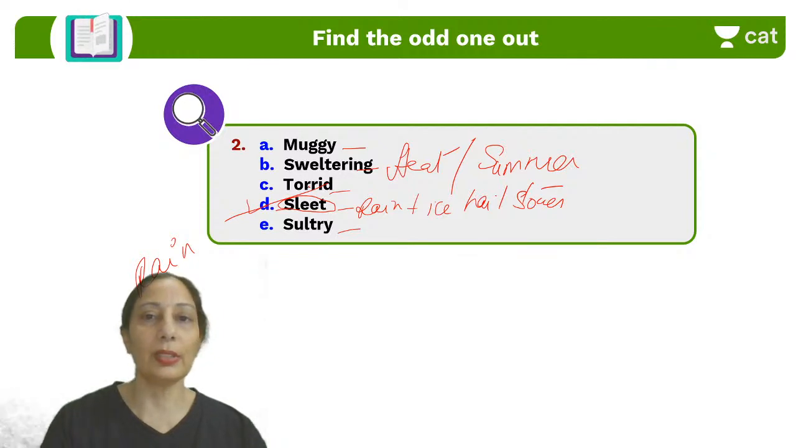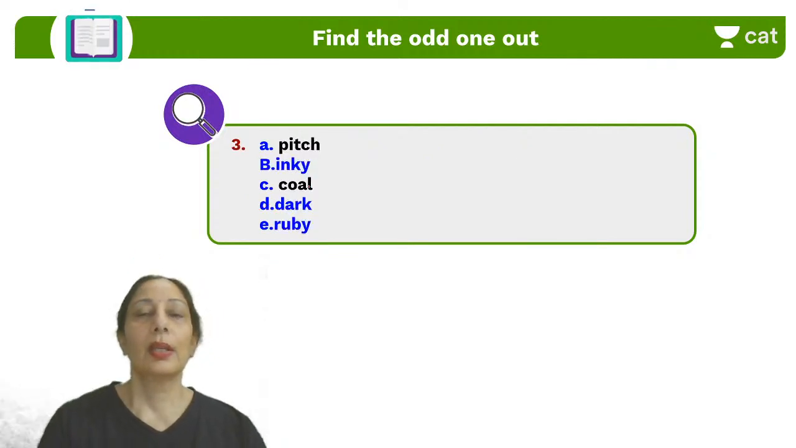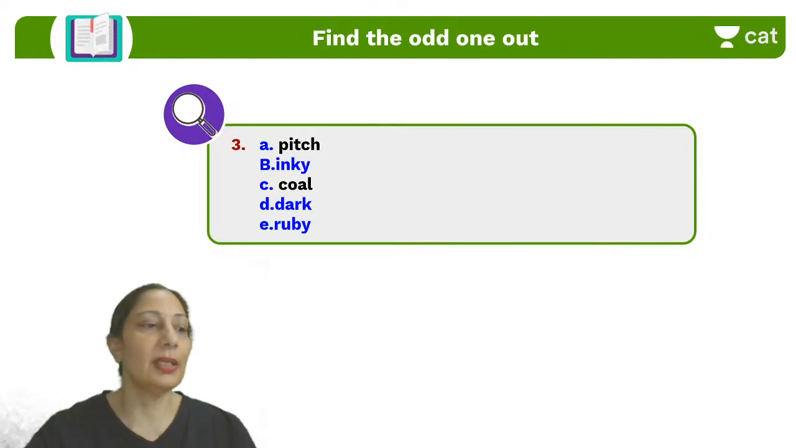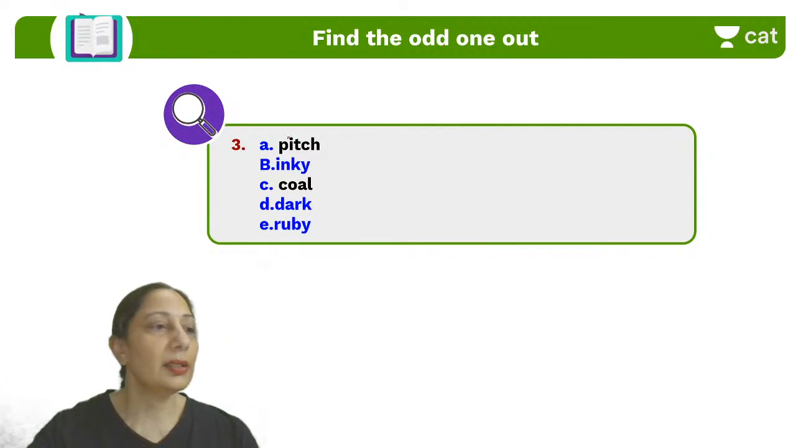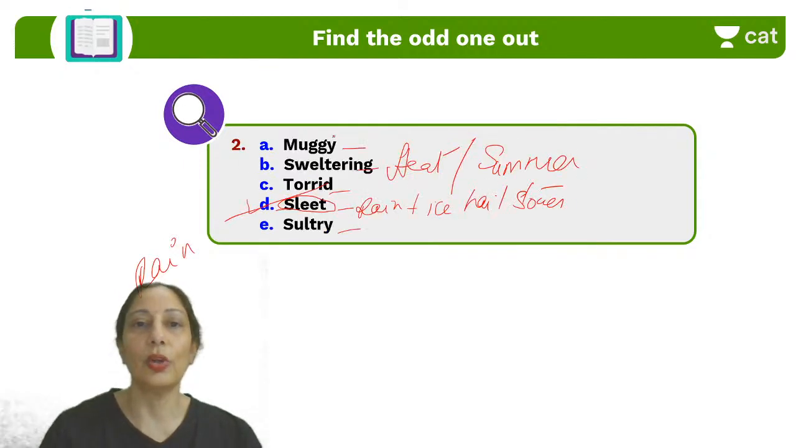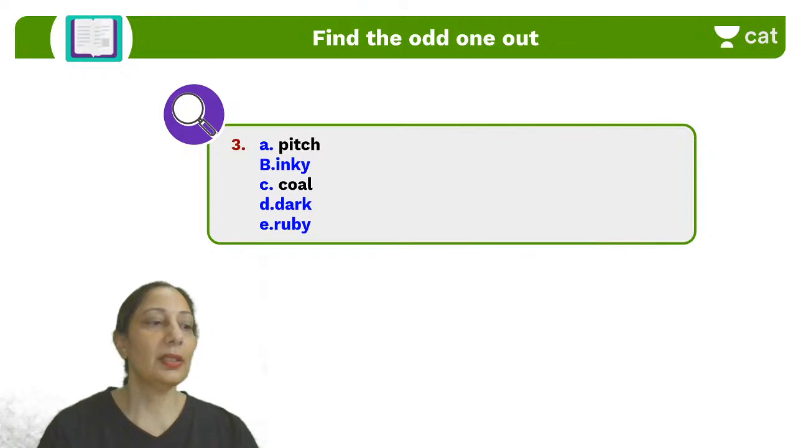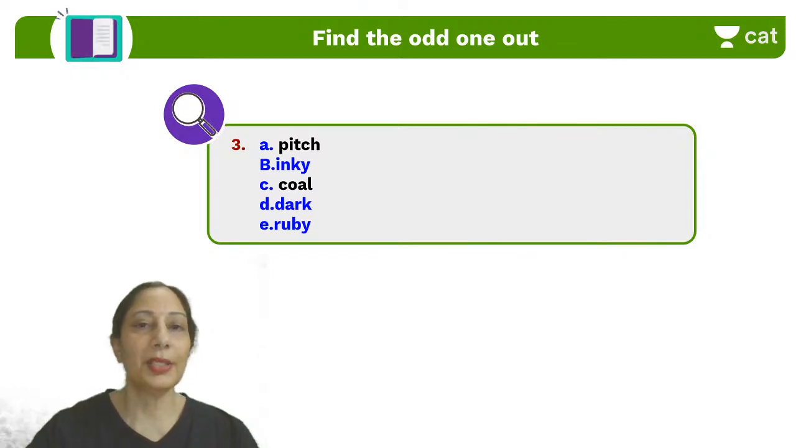Ready for the next question coming up on your screens? Yes. Pitch, inky, coal, dark, ruby. Now this is an easy one, very easy one. Pitch, inky, coal, dark, ruby. Easy one, guys. Quickly give me the answer. Sultry, you are asking me the meaning of sultry, Dolly? Sultry is a kind of heat which is also very humid. Yes, it's a kind of humidity. Very easy, this one, right?